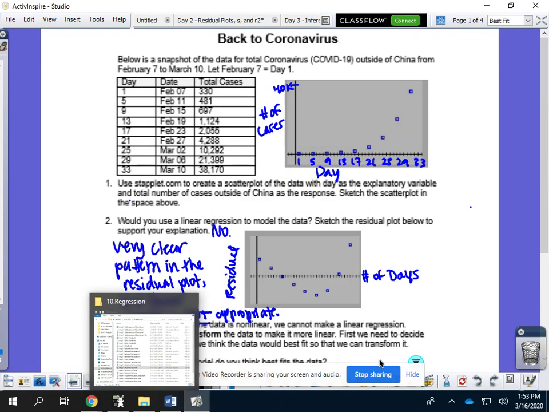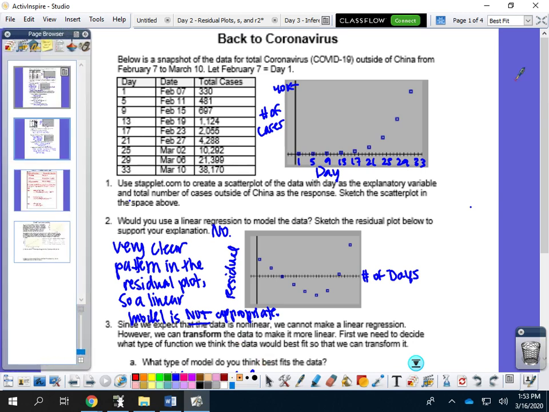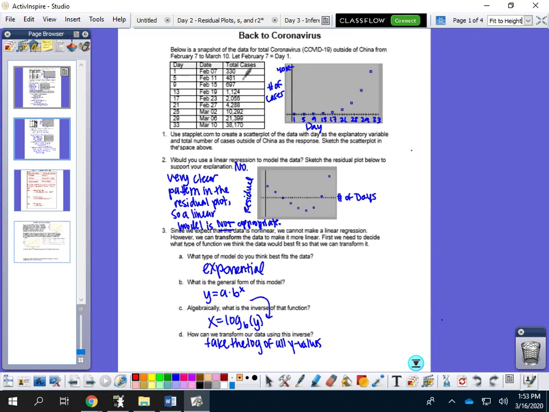All right, let's pick back up with our red pen and we will do some notes. So if we look at this entire sheet, we have back to the coronavirus. We've got what looks like an exponential model. Then we have our residual plot with a pattern. This looks exponential. Here's exponential form. And so how can we transform our data using this inverse?